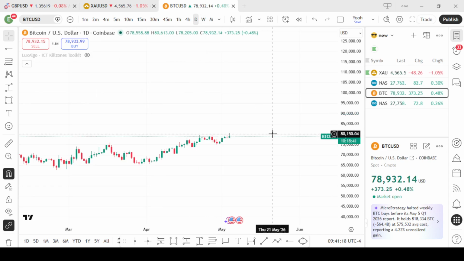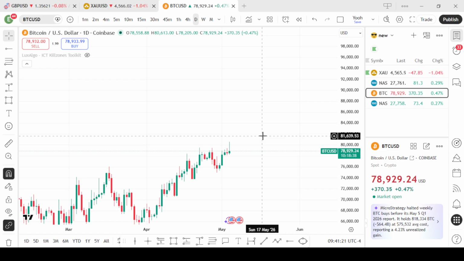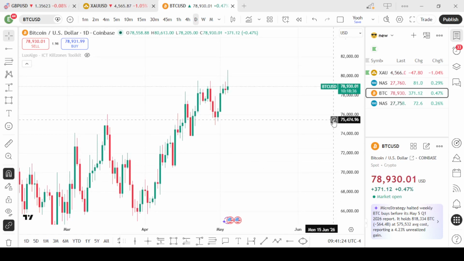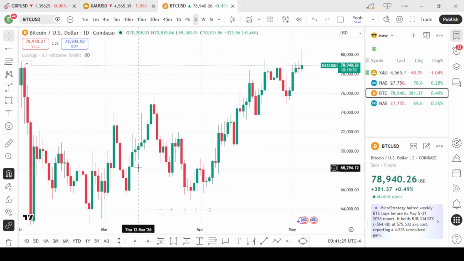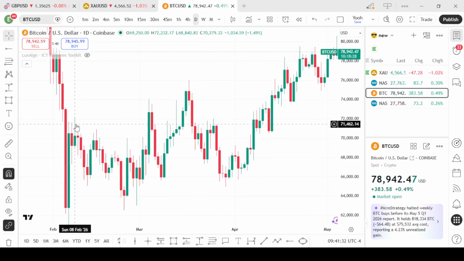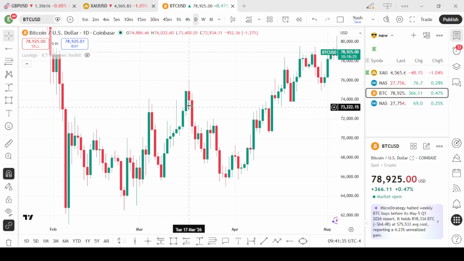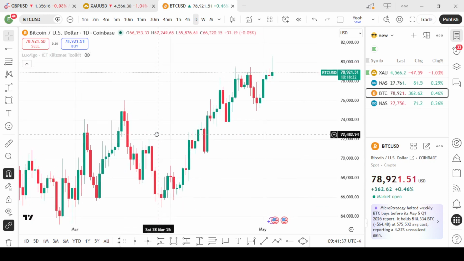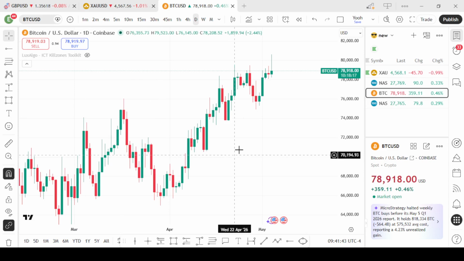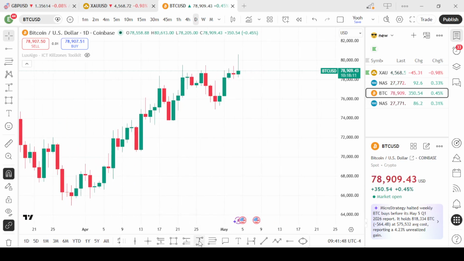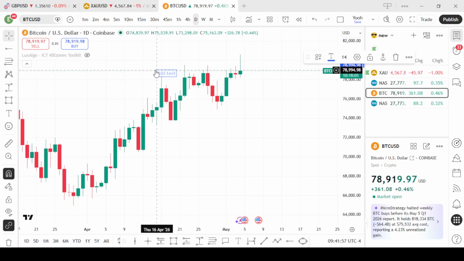Let's look at the daily. You see, we are currently in the correction phase, and on the daily, we are currently making higher highs.